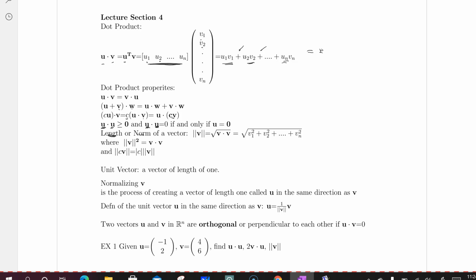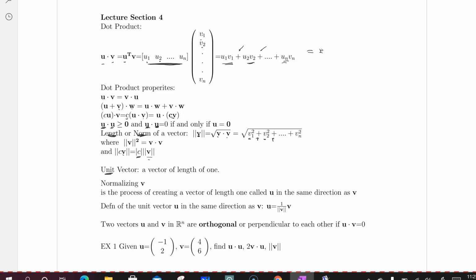The length or norm of a vector is taking the dot product with itself and taking the square root of it. So to take the length of a vector v, I take the first component, square it, take the second component, square it, all the components, and add all those squares together. That will give me a number, and that's the length of the vector. A lot of times we like to see the norm squared is v dot v, and then find the length by taking the square root of that. If I'm finding the length of c times a vector, I can just take the absolute value of c outside and find the length of the vector.